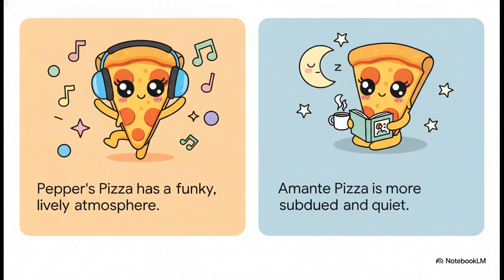Let's make this real with a quick example. Say we're comparing two local pizza joints, Peppers and Amante. Just by mapping it out, you can see right away, okay, Peppers has this funky, lively vibe, while Amante is more quiet and chill. This simple act of just sorting your thoughts, this is the first real step toward analysis.